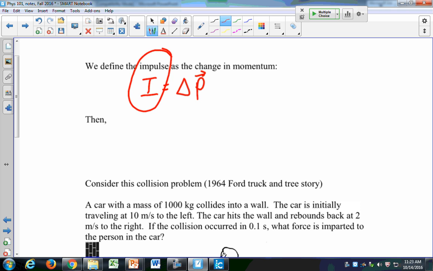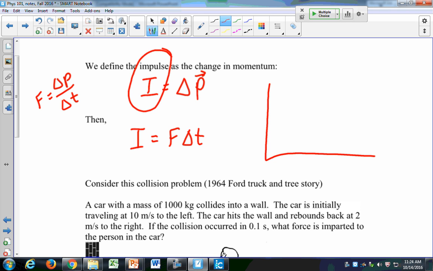It also, because we have this F equals delta P over delta T, if I is equal to delta P, then I is also equal to F delta T. Y'all follow how that works? Because delta P is equal to F times delta T. The impulse also is F delta T. So both of these things are true.